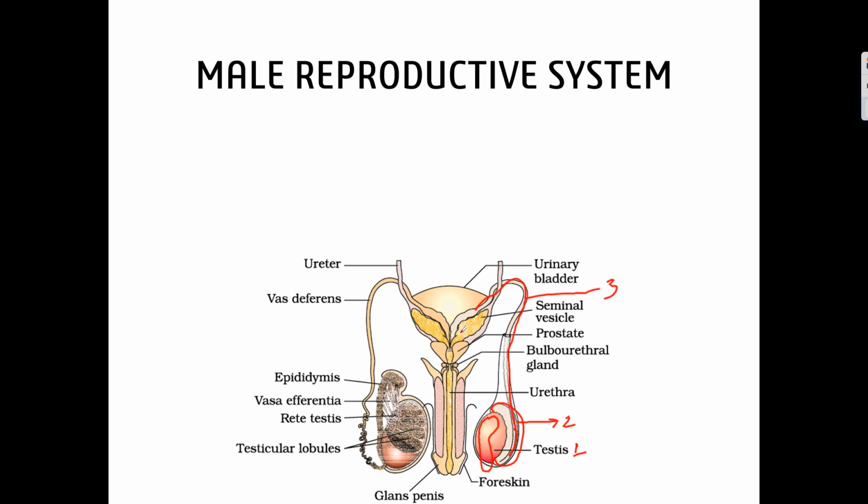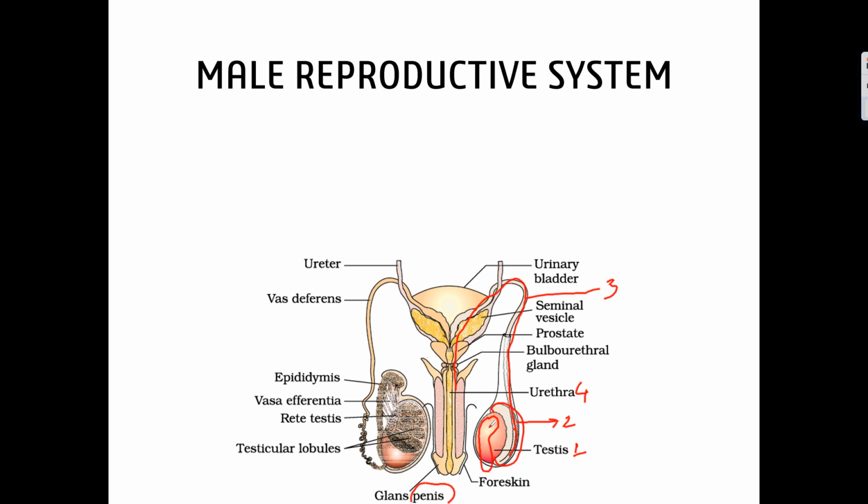You can see this vas deferens is finally opening into a structure called the urethra. Surrounding this urethra, you can see a small tissue. This is nothing but erectile tissue. And this structure is called the penis. These are the structures we need to remember to understand the concept very clearly.